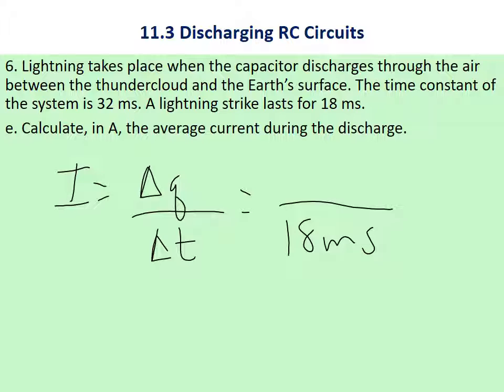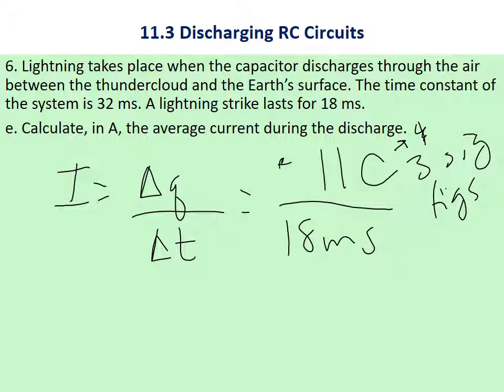So the current is change in Q over change in T, and I know that lightning lasts 18 milliseconds, and I know the change in charge that was transferred from the thundercloud to the Earth's surface, and I know that was around 11 coulombs. So you can calculate, but I want you to use the value that you got in part D with 1 decimal place with 3 sig figs. So this needs to have 3 sig figs, and it can't be 11.0. And I want you to use this to calculate the average current during the discharge.